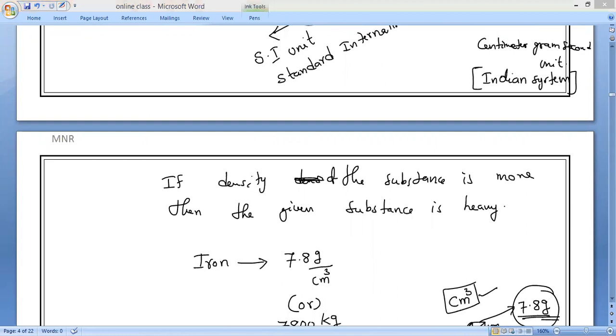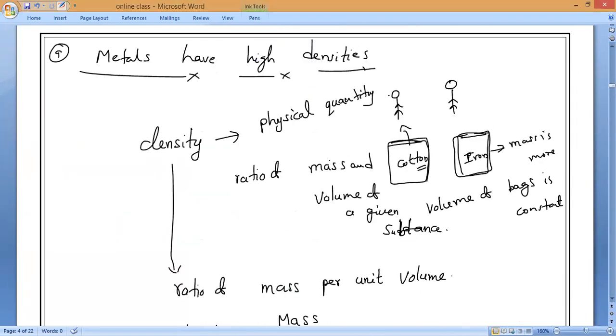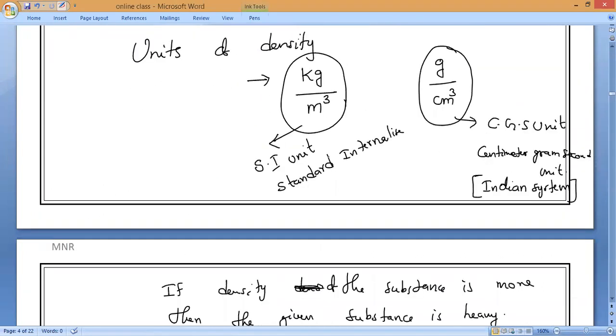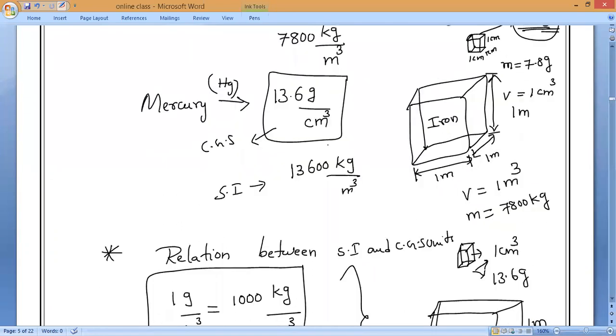I want to know it now. Metals are heavy, sir. Understand? So the metals are heavy substances. Examples? Iron: the density of iron is 7.8 gram per cubic centimeter, and mercury you can take 13.6 gram per cubic centimeter. But is it the same for all the metals?